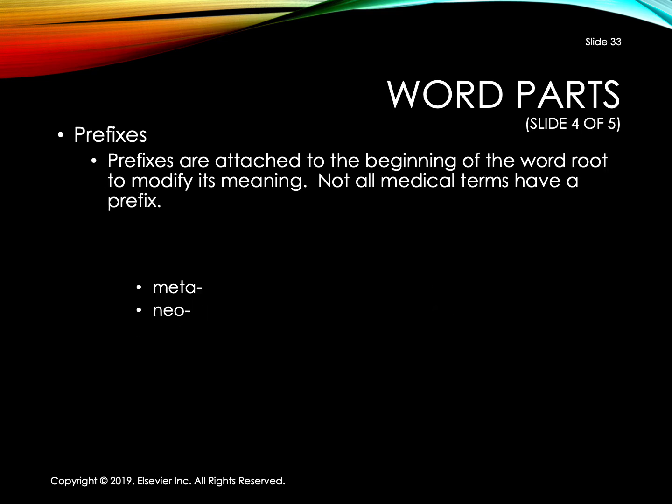Now, some common prefixes that might be added to those root words might be meta or neo. Now, meta means beyond and neo means new. So we could build a word like metastasis, or neomyosarcoma, some new tumor growth of the muscle and the flesh.